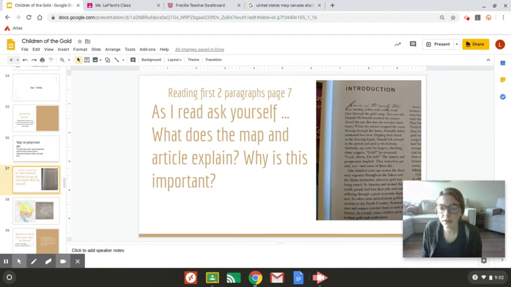So first I'm going to read the first 2 paragraphs of the introduction. As I'm reading this, I want you to be thinking, what does this article explain and why is it important? Like, why is it important to help me understand what I'm going to be reading throughout this text?